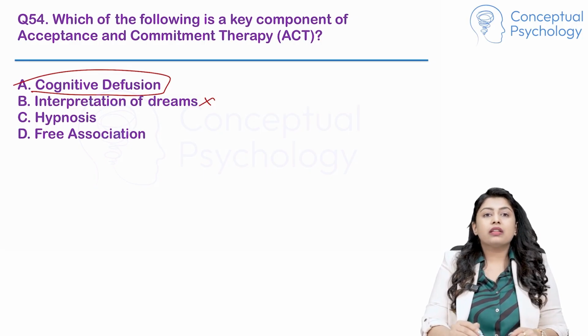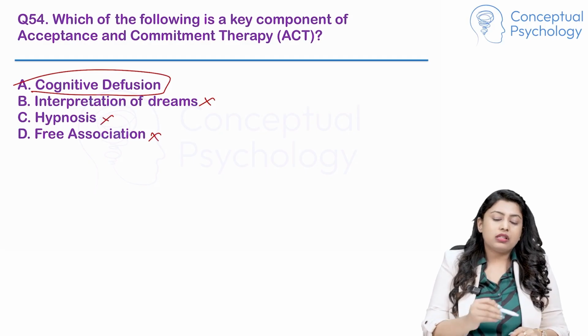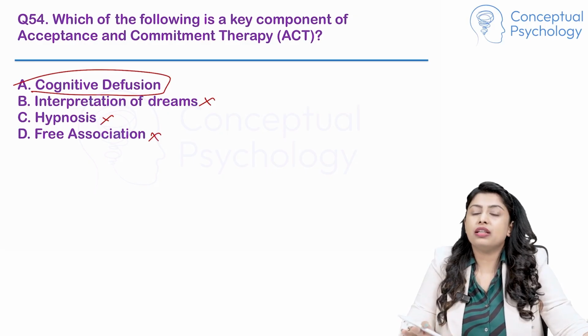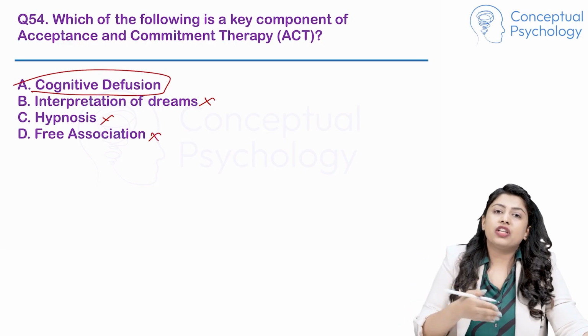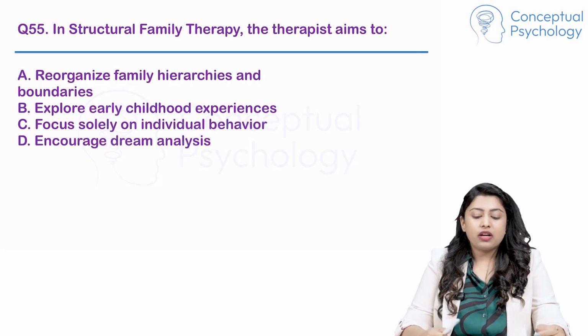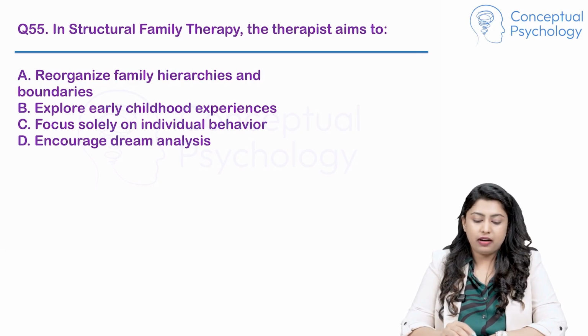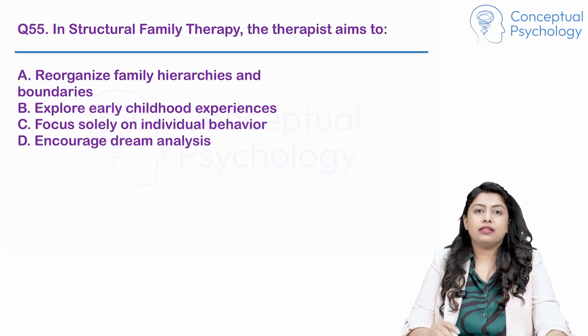Interpretation of dreams and free association are psychoanalytic techniques. Hypnosis is not a core ACT technique. Hence, cognitive diffusion in ACT helps clients develop psychological flexibility by changing their relationship with difficult thoughts. Now, in structural family therapy, the therapist aims to reorganize the family hierarchies and boundaries, explore early childhood experiences, focus solely on individual behavior, and encourage dream analysis.